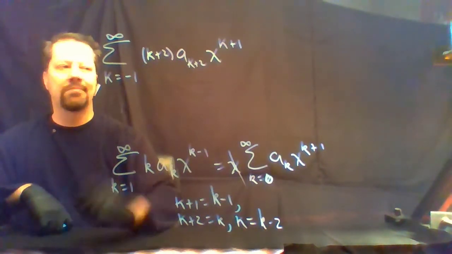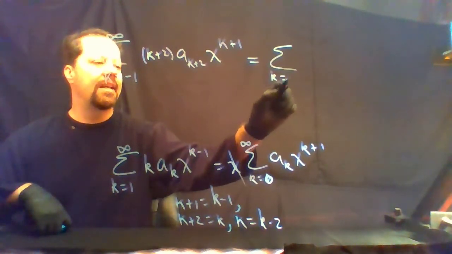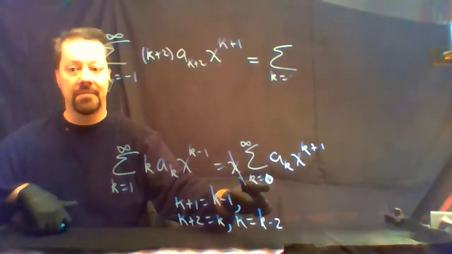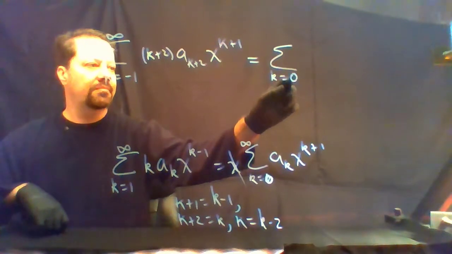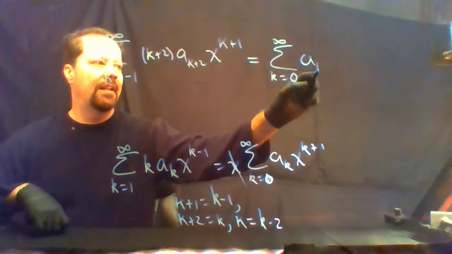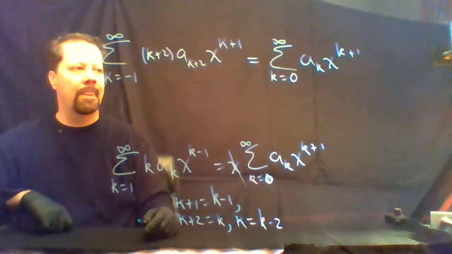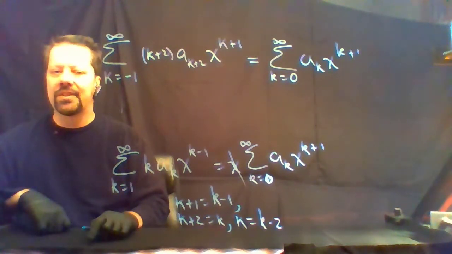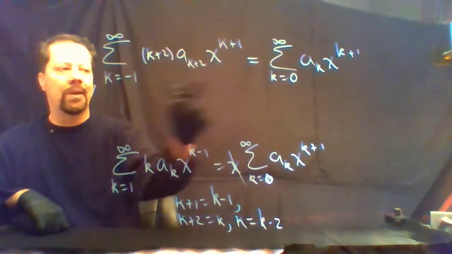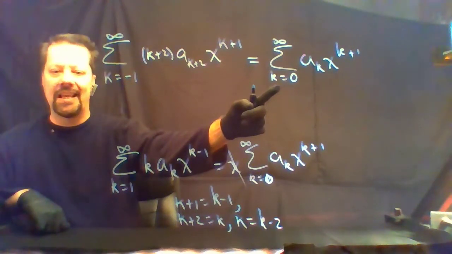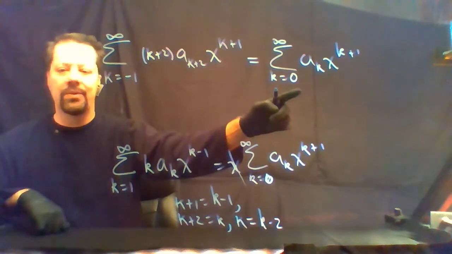But this series can. That's going to be the sum as k goes from, well, this series could start at negative 1, just can't start at negative 2. 0 to infinity, a sub k, x to the k plus 1. Before equating coefficients, we have to take into account the fact that this series begins at k equals negative 1, where this series begins at k equals 0. The k equals negative 1 case has nothing corresponding to it over here.